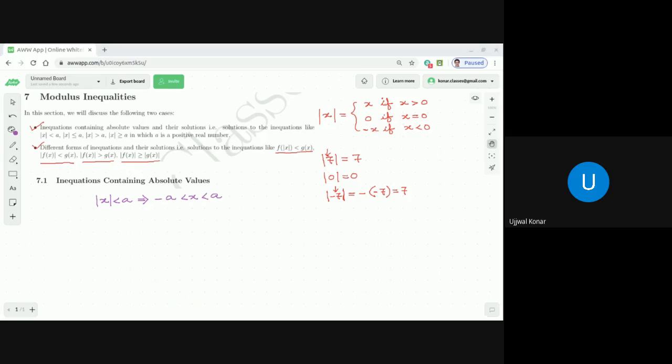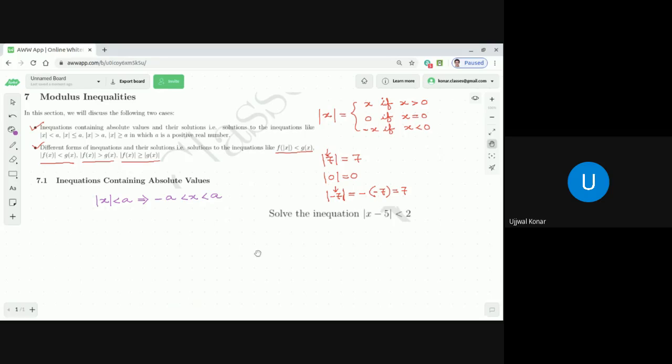Let us take an example: mod of x minus 5 less than 2. Suppose we get a problem something like that: solve the inequation. You can solve along with me. You can open your notebook and do it along with me, so that you can make your understanding absolutely clear. I'm not going fast, I'm going slowly. So we need to solve this inequation: mod of x minus 5 is less than 2.